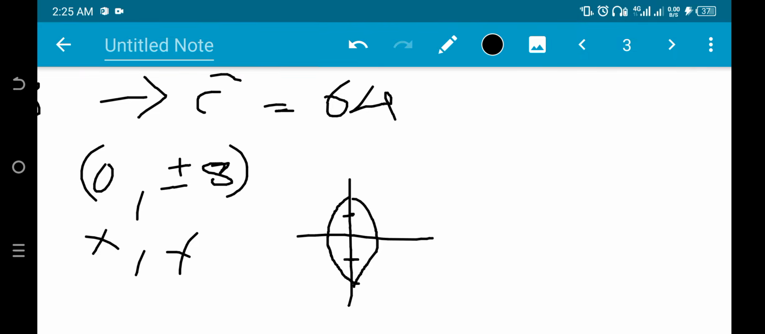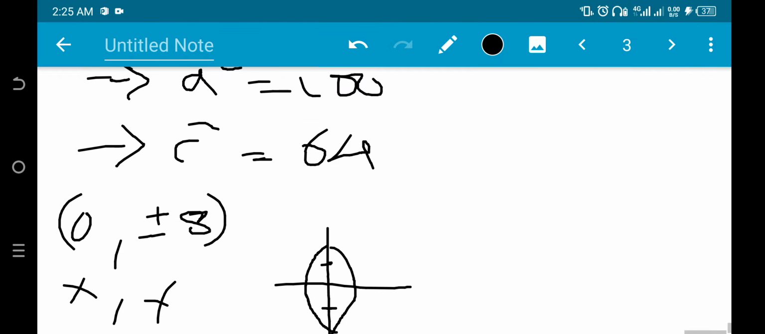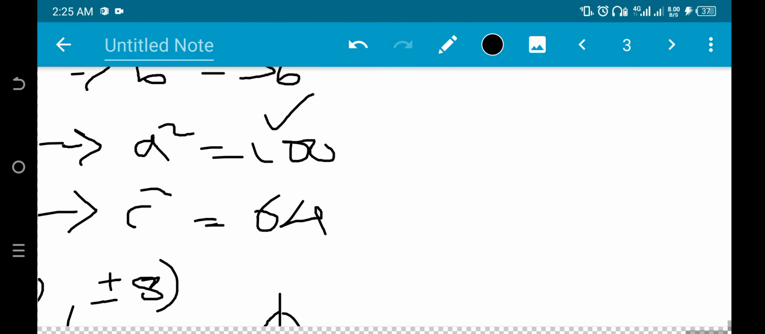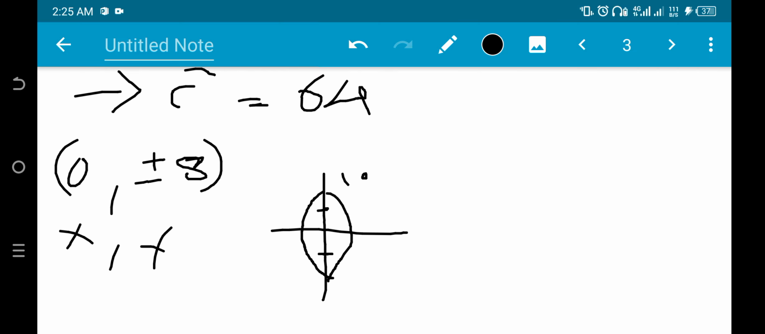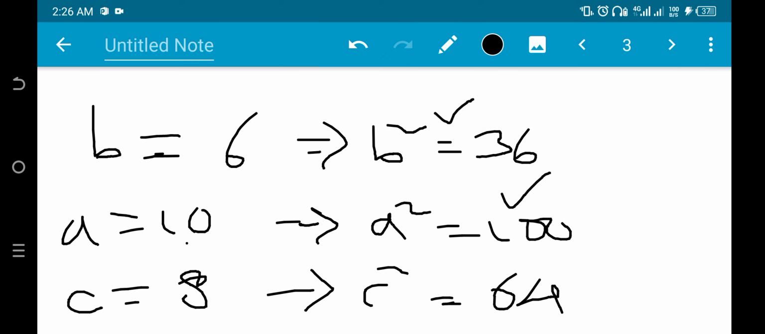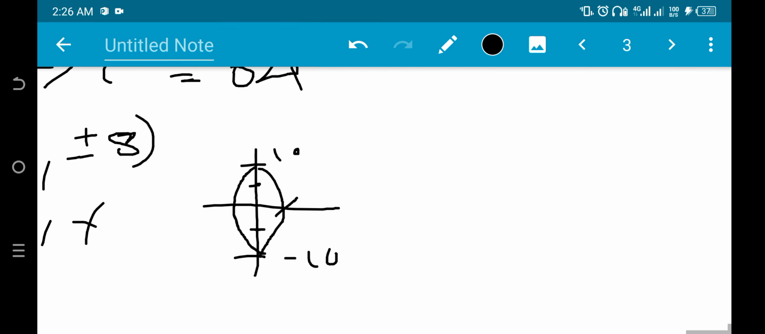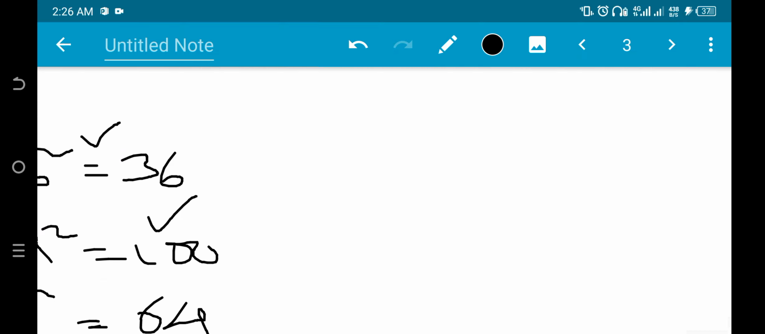So now what are the coordinates? What is a? a is 10. So we're going to have 10 there, and negative 10 here. Then for these parts, what is b? 6. We're going to have 6 here and 6 here. Then the focus we know we are given, which was 8, and here it will be negative 8. So just be neat on your drawings in your book.